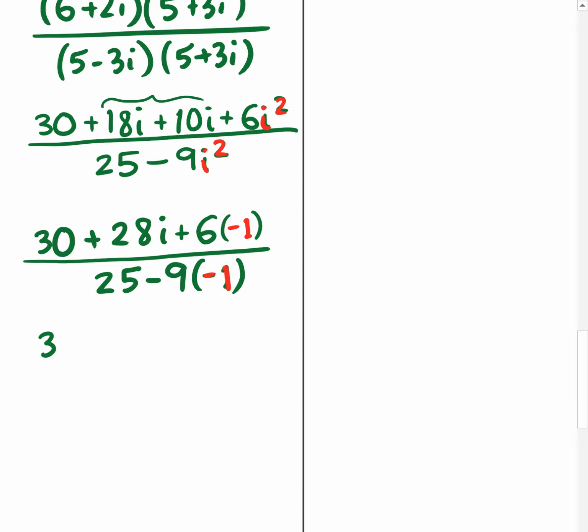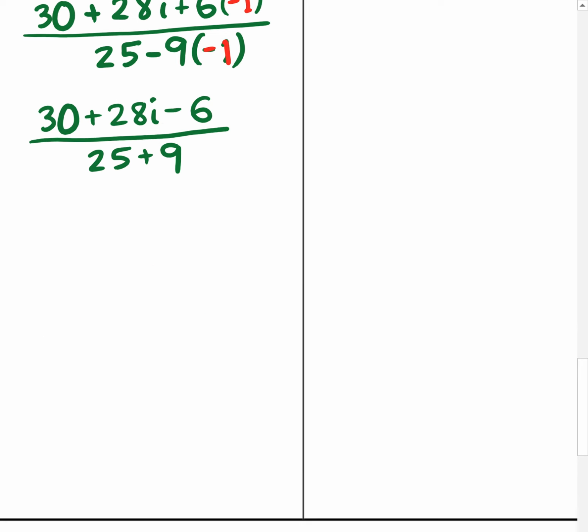These get easier the more of them you do. They're still tedious no matter what, but they still get a little easier. Let's see, we have 6 times negative 1, that's negative 6 in the numerator. And in the denominator we have 25 plus 9 now, since it's negative 9 times negative 1. Okay. In the numerator there are a couple like terms. 30 and negative 6 make 24, plus the 28i that was already there. In the denominator now we have two like terms. 25 and 9 makes 34? Yeah, I think that's right.